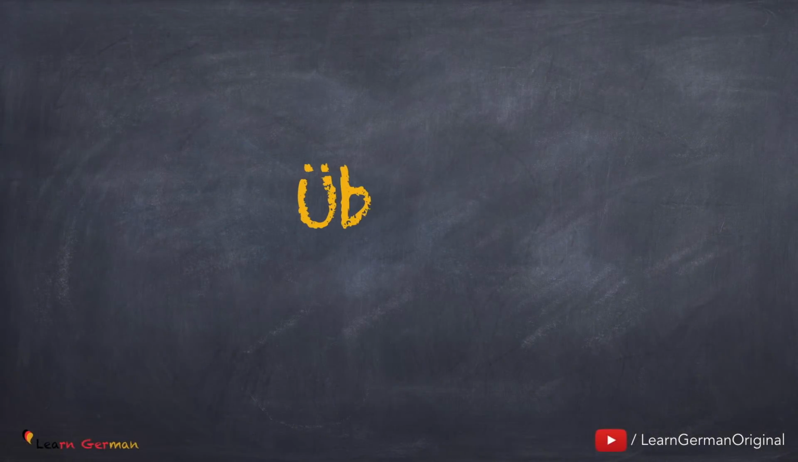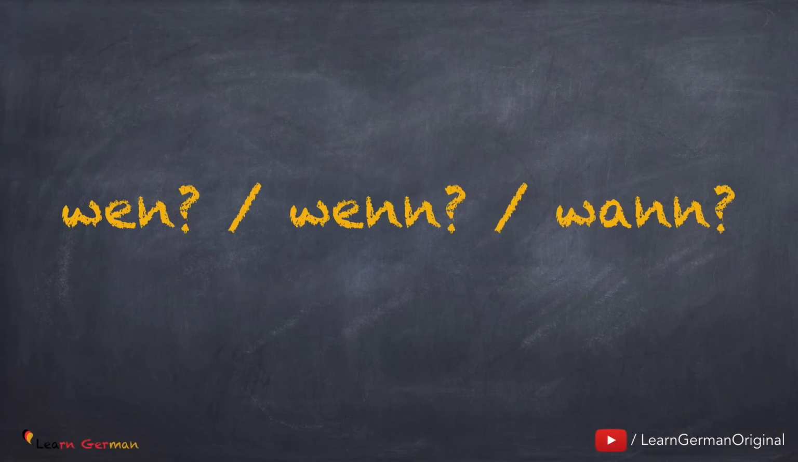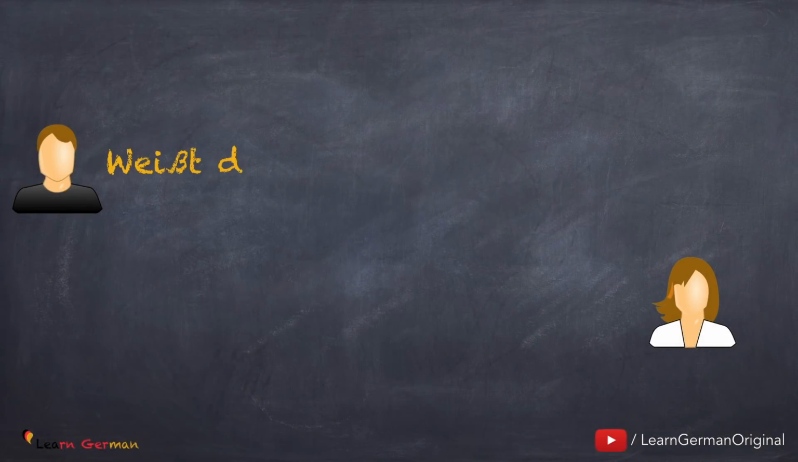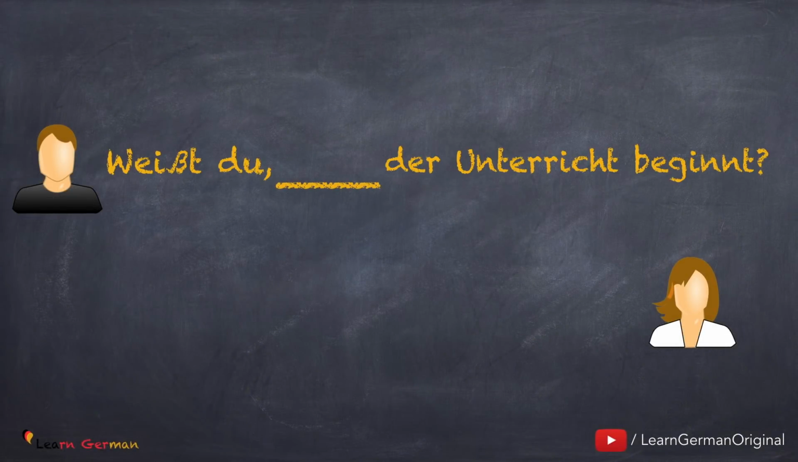Now let's see how much you have understood. Übung. In this exercise, you have to fill in the blank with either wen, wenn, or wann. Here's the first one. And the answer should be: Weißt du, wann der Unterricht beginnt? 14 Uhr. Here you're clearly asking at what time does the class begin. Hence, you can use wann and not wen oder wenn.